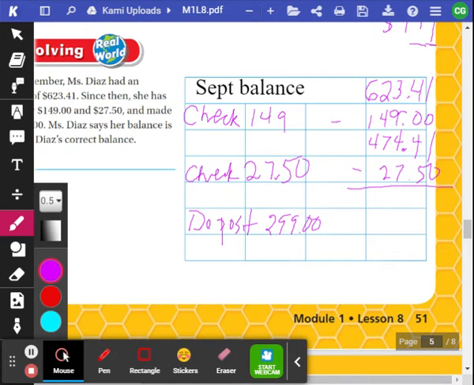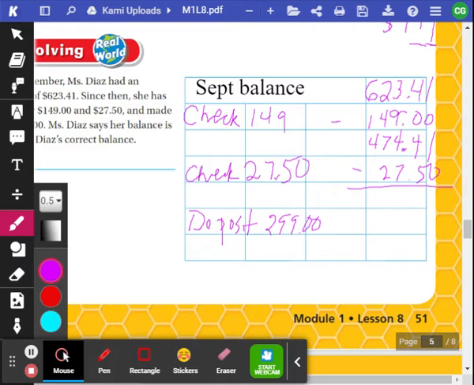Now I need to subtract, there's my decimal, $27.50. Remember that we said that when writing a check, it's a withdrawal, so we want to deduct. We want to subtract. And I'm going to go ahead and move my paper over. So now I have $474.41, and I'm subtracting 27. If I would line up my decimals, be super, super careful about that. So I have $27.50.